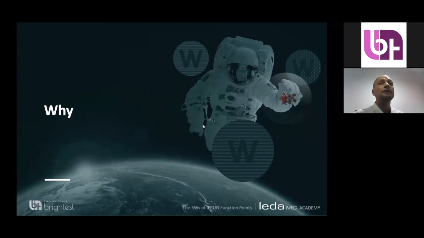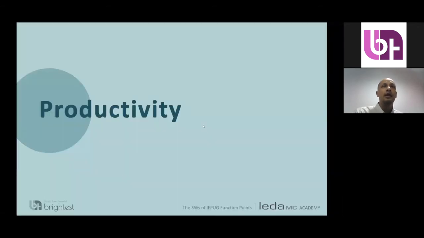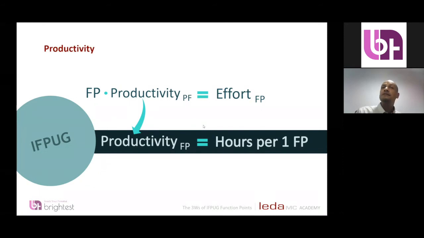Okay, the third W is why. Why use this methodology? Well, that's because of the productivity. With this, we can control and improve the productivity. We can control our suppliers, and we have other benefits that we're going to see later, but the main purpose is the productivity. And the productivity is just going to give us the amount of effort that we need to use to develop one function point.